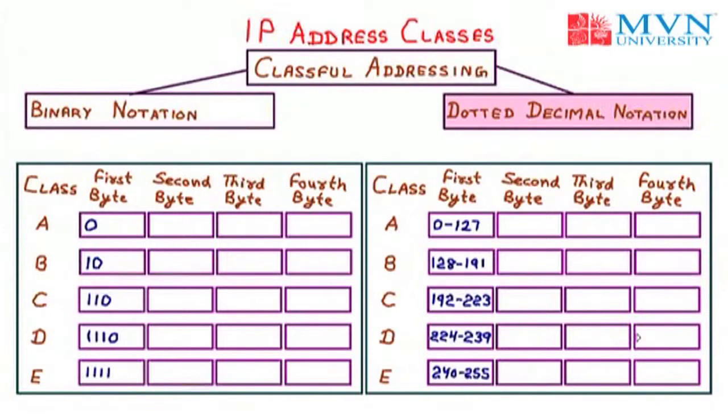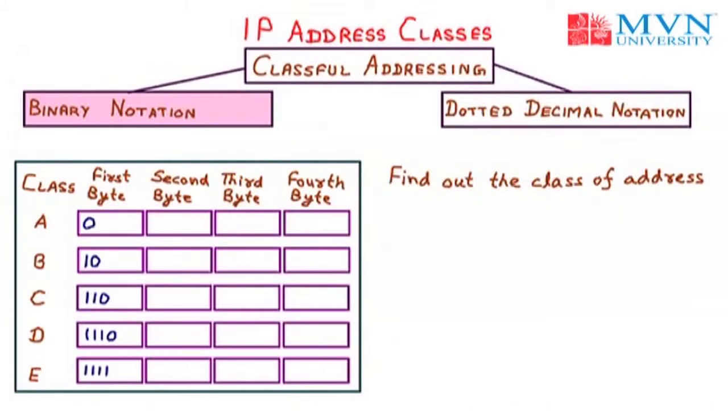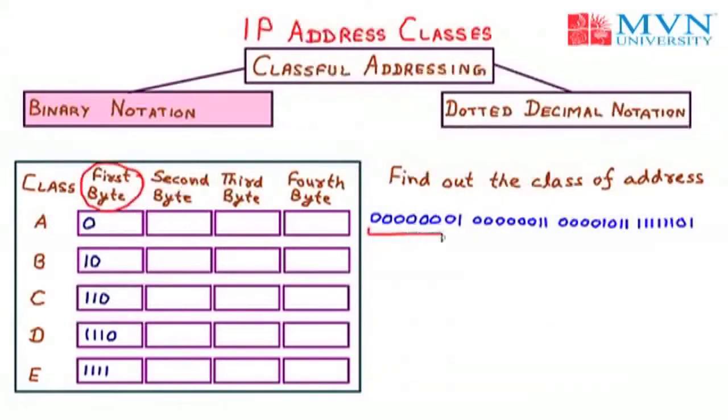Now we will discuss how to find the class of any address. First we will discuss the binary notation. Our question is to find the class of an address. For example, we have a particular binary address, which is our given IP address in binary notation. Now we have to find the class of the IP. We find the first byte. Here is the first byte. As you can see, the IP starts with 0, so it represents class A.